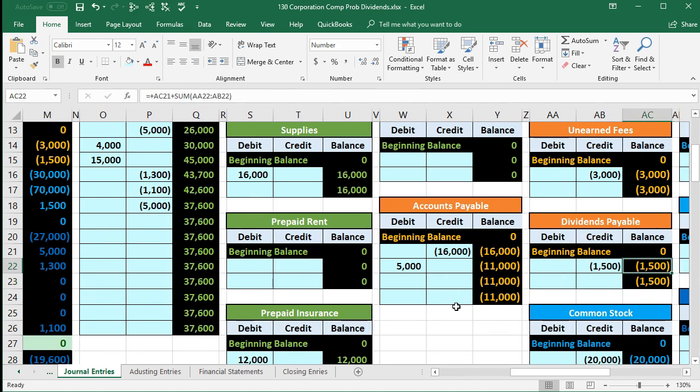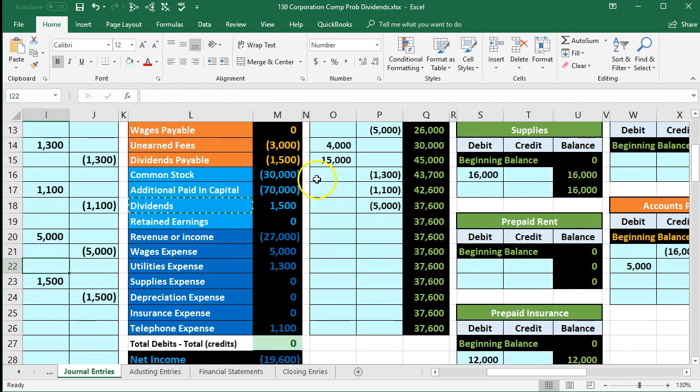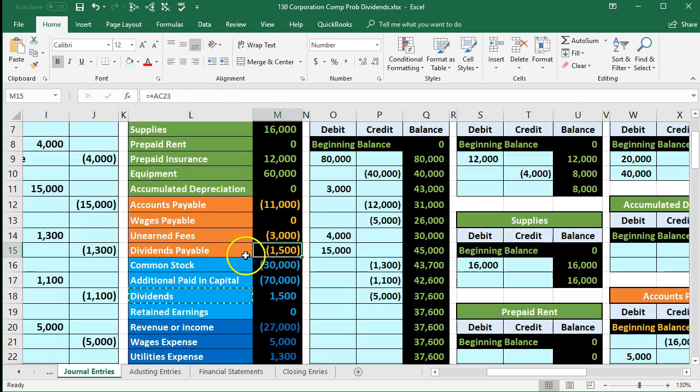So there we have it. It's going up from 0 by 1,500 to 1,500. If we scroll back to the right, back to the trial balance, we see that dividend payable here. What happened? The liability went up and the equity went down. Dividends went up, but it's a contra equity account, bringing the equity down.